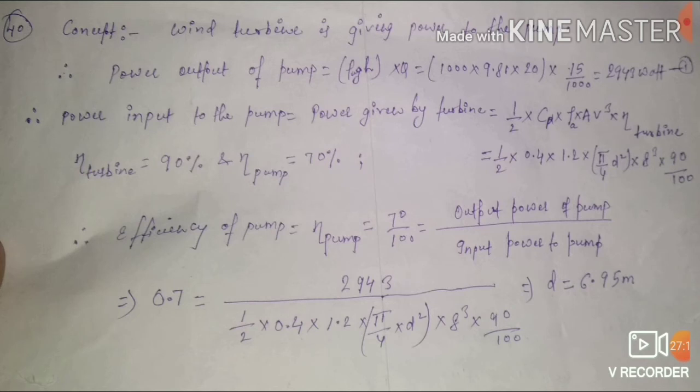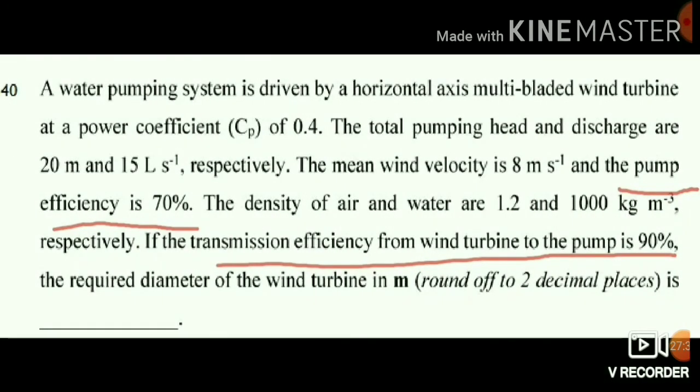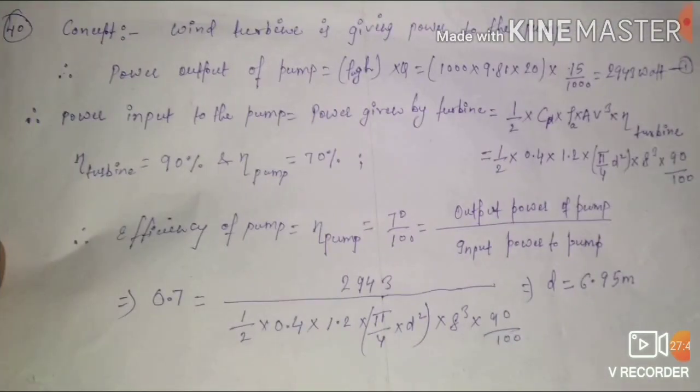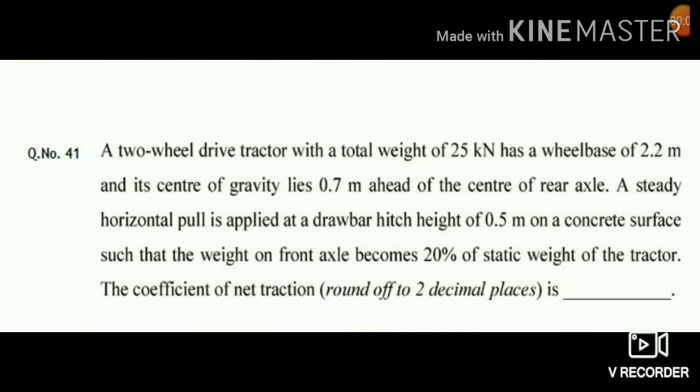And now for calculating the efficiency of the pump, we all know it is output power of pump divided by input power of pump. For calculating the area, we should simply keep it as pi by 4 into d square. The question is asking for the required diameter of the wind turbine, so we don't have the turbine diameter. We should assume it as d value. Now we put it in the formula for efficiency of pump, output power of pump divided by input power of pump, keep all the values and we can get the value of D, that is 6.95 meter.